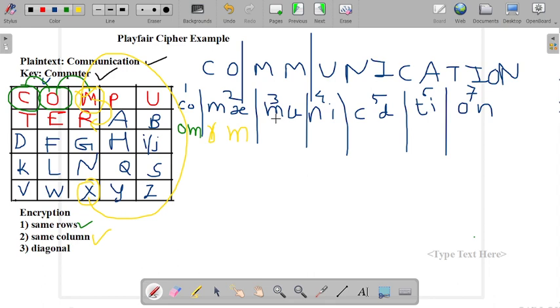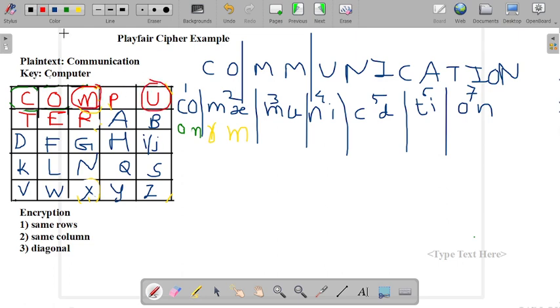Now in the third group, the two alphabets are M and U. So this is our M and this is our U. For M and U, we can write the characters from the same row, and that is the one to the right of that character. For M, we can write P, and for U, we have to write C.